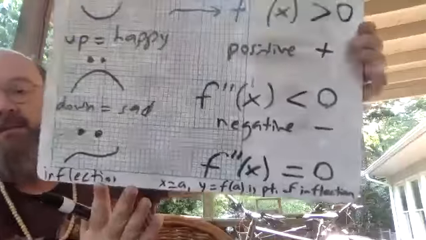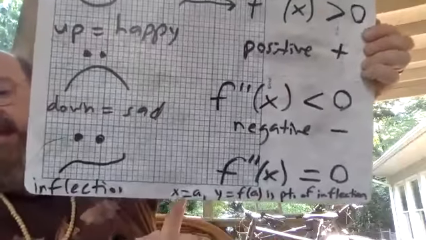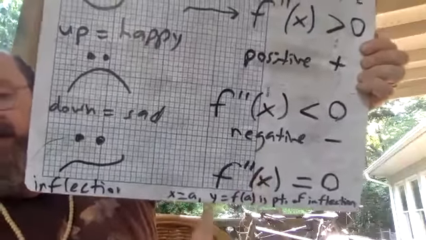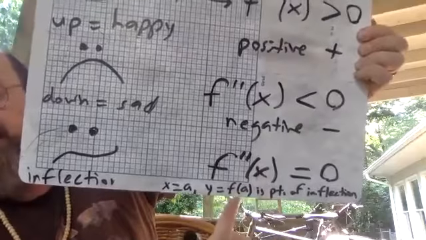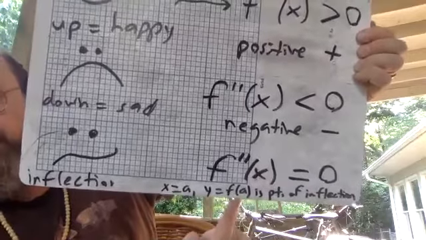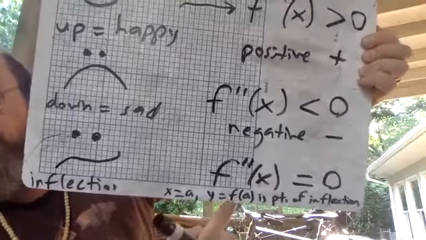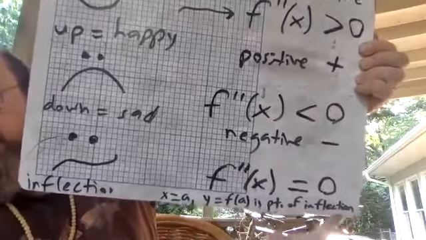Remember, inflection means that it's changing from one concavity to the other. So at the point x equals a, when you plug that in, the y value of the original function at that point on the curve, that xy point, is a point of inflection.